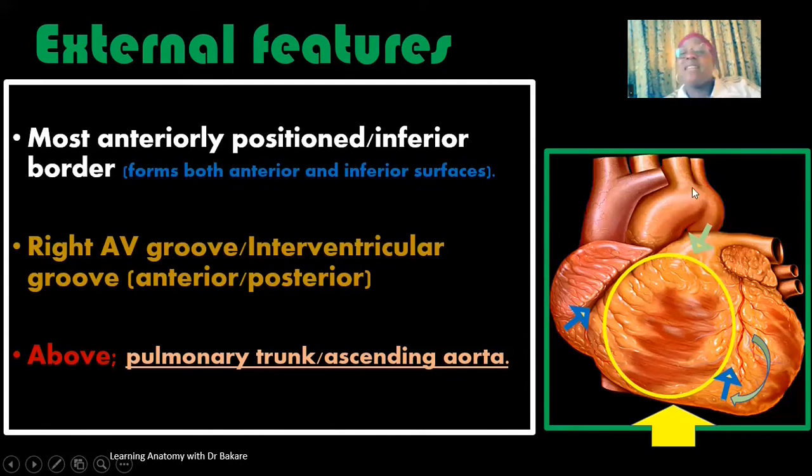Also, the ascending aorta is seen at the upper part around this space. So this is the ascending aorta. The ascending aorta is linked from the left ventricle, where oxygenated blood is directed into it to feed the different organs in the body with oxygen and nutrients. So above the right ventricle, the two structures that are seen are the pulmonary trunk and also the ascending aorta.